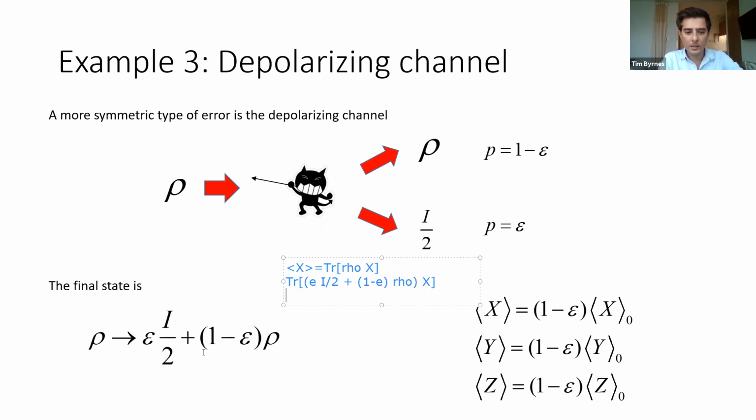And the trace, you can just expand the sum in here. It's going to be the same as epsilon times the trace of I over 2 times x, plus, in fact we can already take this factor of 1 minus epsilon out here, because this is just a constant, and a constant always comes out of the trace, the trace of rho x.